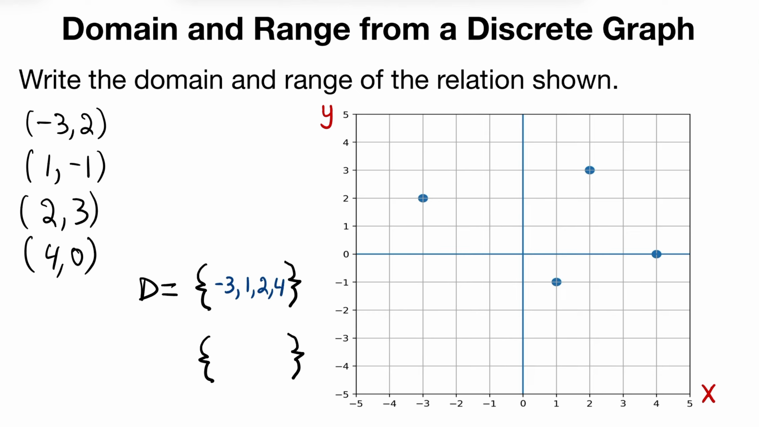So now we're going to find the range. The range is the set of all y values. So we have 2, -1, 3, and 0. Again, I'm going to list each value once, and so I'll write R here for range. So R is for range, and I'm going to list those values as well in ascending order, or from least to greatest. And so we have -1, 0, 2, and 3.